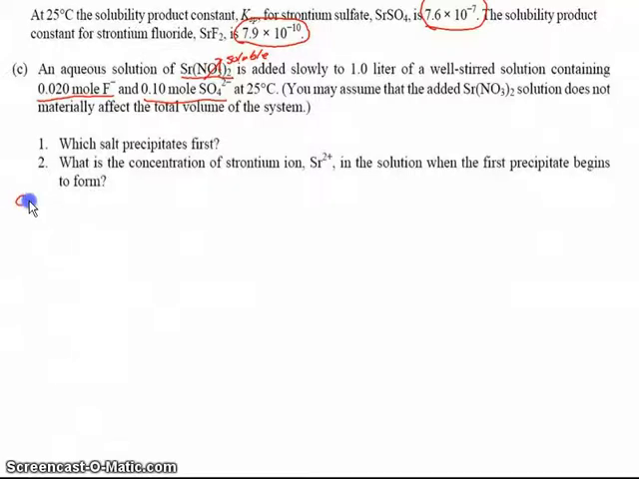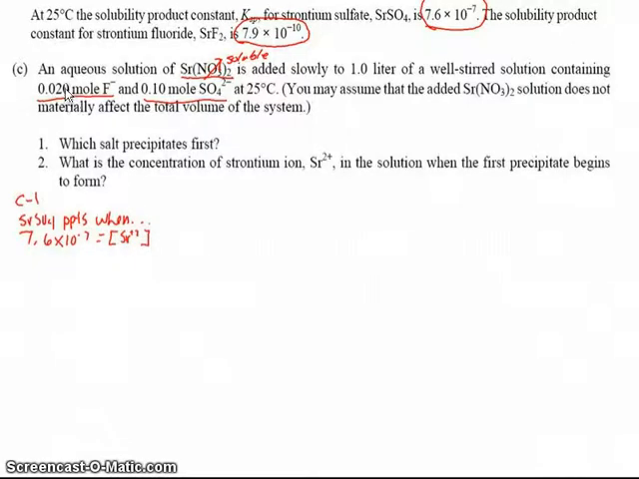So for part 1, we are going to say that the strontium sulfate precipitates when the following is true. I can use my KSP to figure this out. My KSP for strontium sulfate is 7.6 times 10 to the minus 7th. I know that must equal the concentration of strontium 2 plus times the concentration of sulfate.